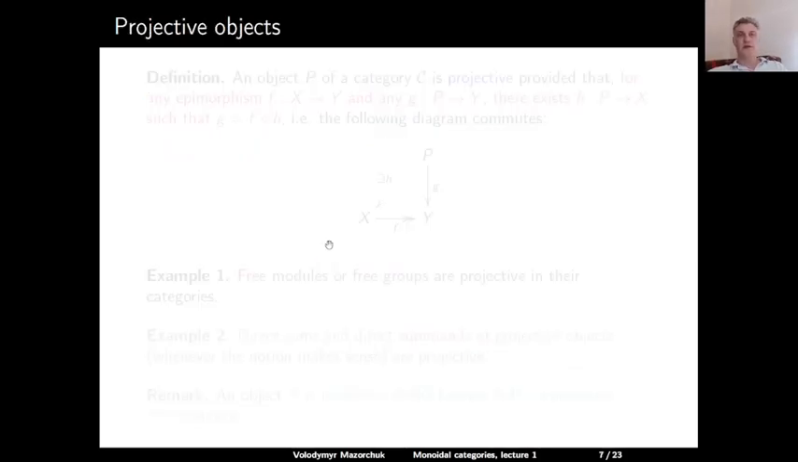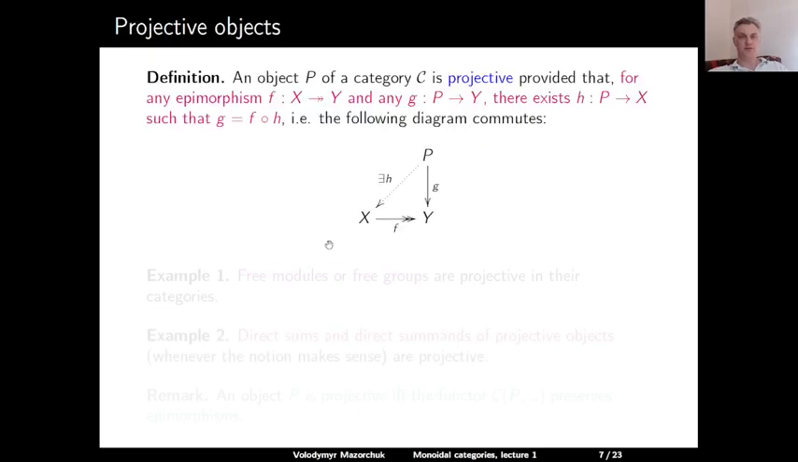Let us now recall the definition of a projective object. An object P of a category C is called projective, provided that for any epimorphism f from some object x to some object y, and any morphism g from our object P to y, there exists a morphism h from P to x such that g is equal to f after h. In other words, there exists some h such that the following diagram commutes.